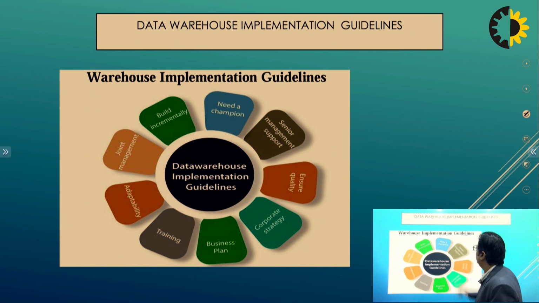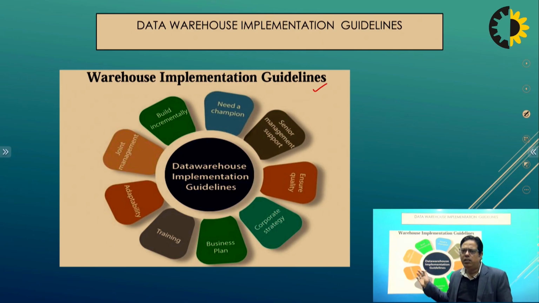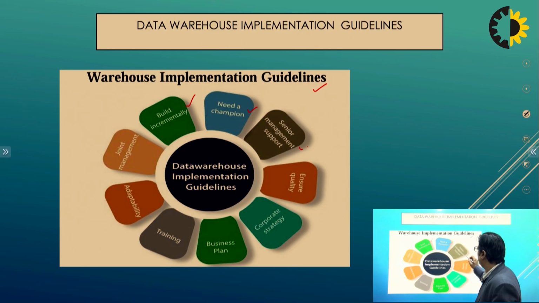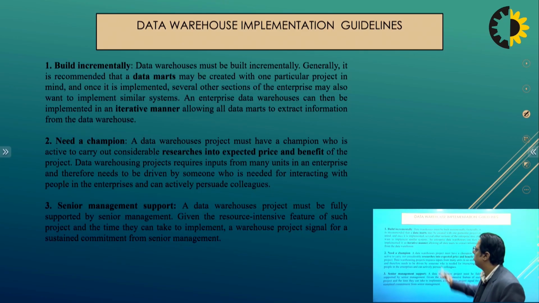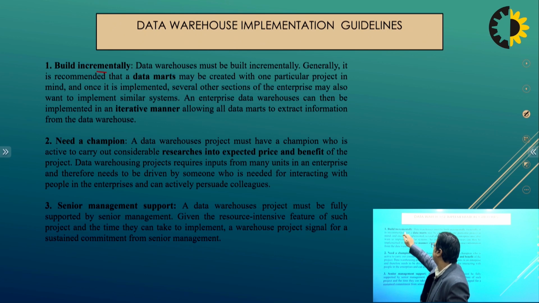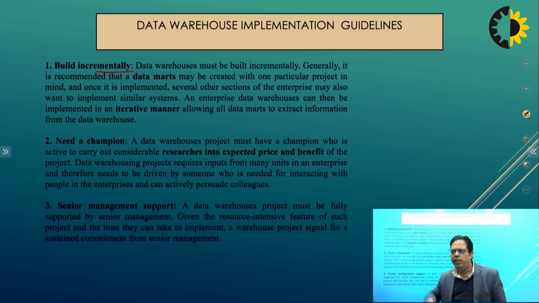These are the data warehouse guidelines. What are the guidelines basically used to implement the data warehouse? The guidelines are: build incrementally, need a champion, senior management support, ensure quality, corporate strategy, business plan, training, adaptability and joint management. These are the guidelines before implementing the data warehouse. First, build incrementally. What is incrementally? It means when we implement the data warehouse, we need to ensure it is built in an iterative and scalable manner. So the data warehouse must be built incrementally.